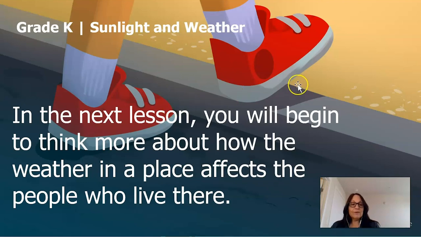All right. So we've come to the end of our lesson. In the next lesson, you will begin to think more about how the weather in a place affects the people who live there. So that is going to be our next focus in Chapter 5. This is the last lesson for Chapter 4. Again, I have enjoyed spending time with you. You've learned so much today about dark and pale and surfaces and ideas on how to change temperatures. I am really excited to continue to teach you more about sunlight and weather.